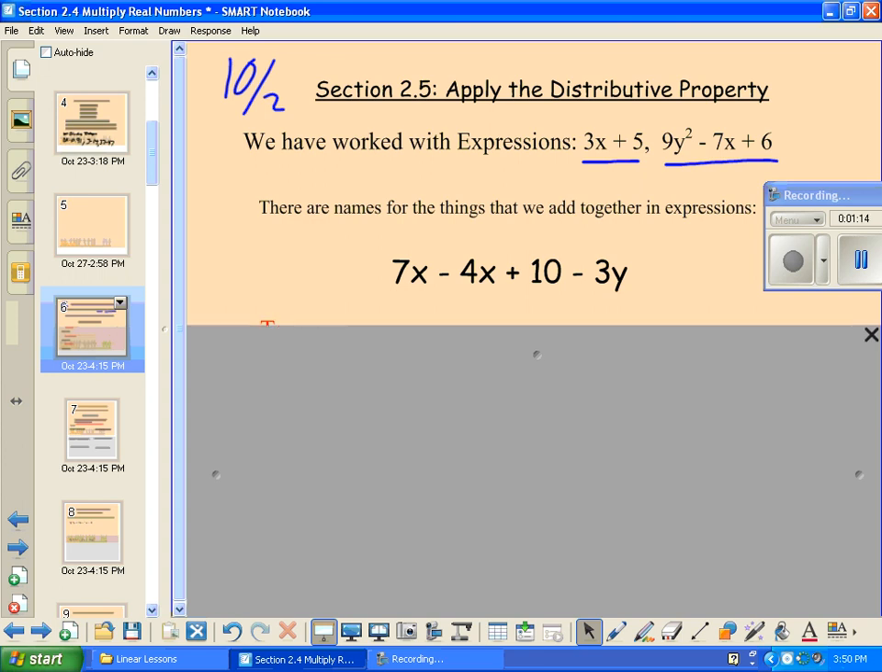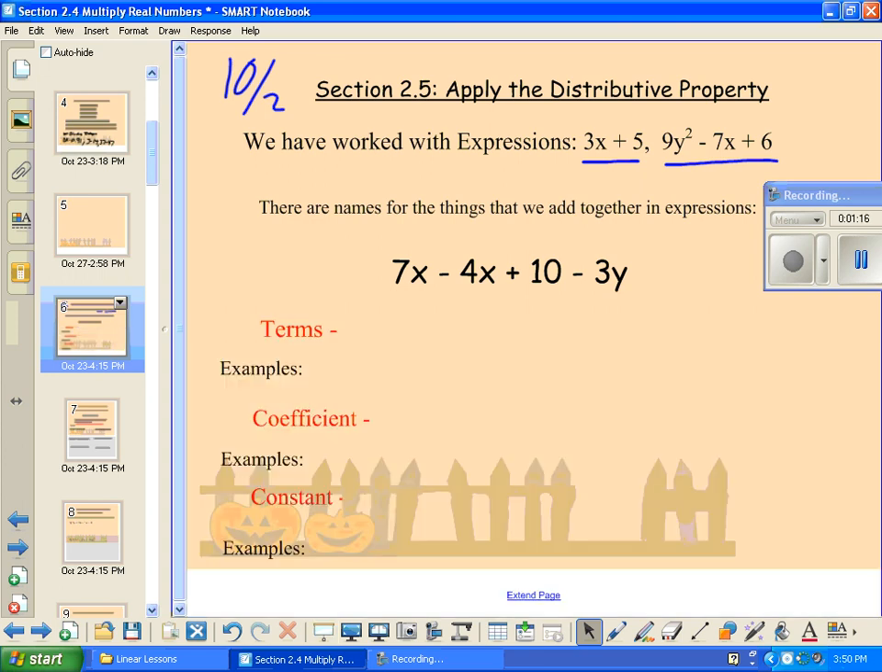There are some names, some words that we need to know about the things that are in an expression. Here's a few of them that I want us to know: terms, coefficient, and constant. Each of these words you'll hear me say in class sometimes, or you'll see in the book, so I need us to know what those things are. Terms are the parts of an expression that are added together. In this example, 7x minus 4x plus 10 minus 3y, the terms are each of the individual things that are added or subtracted together in this problem.